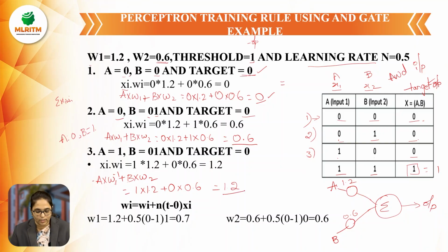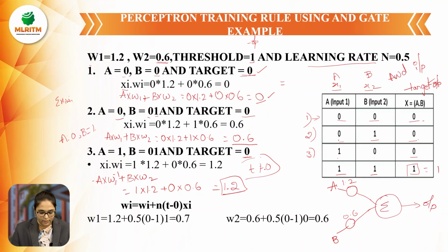What is the actual value we got? The actual value is 1.2. Here the targeted output is 0, but the actual output we got is 1.2. The targeted output and actual output are not matching. So the targeted output is not equal to the actual output. In such a case, we need to modify the weights.